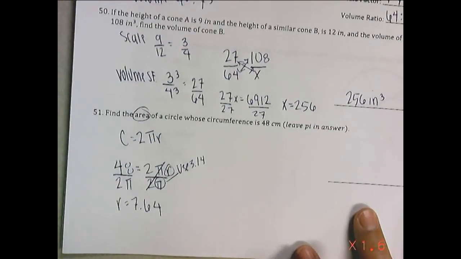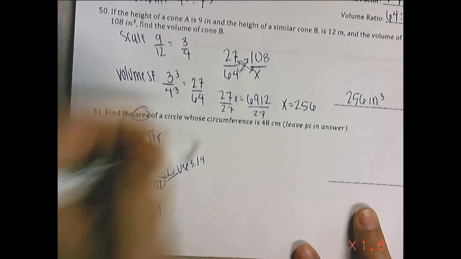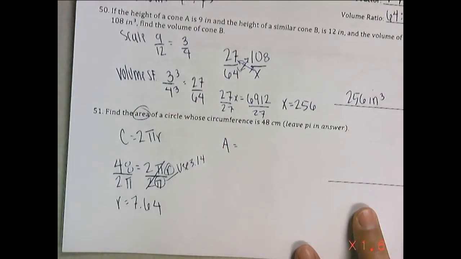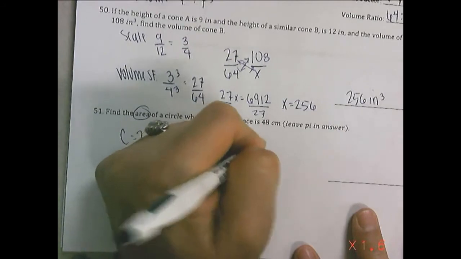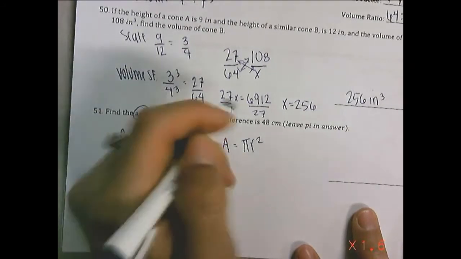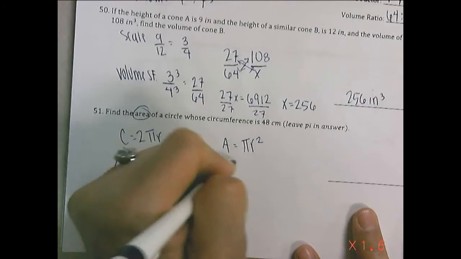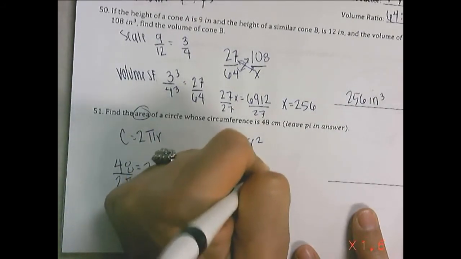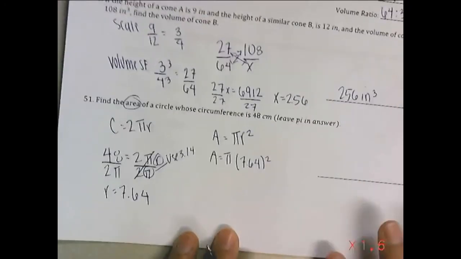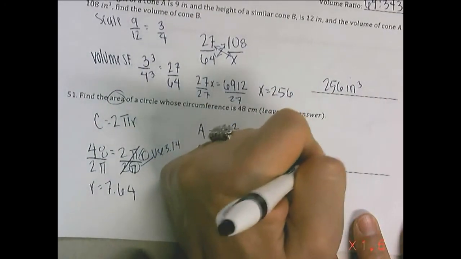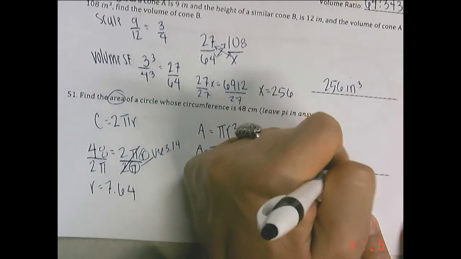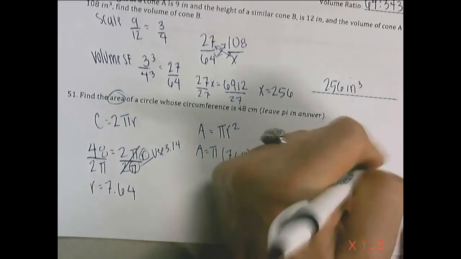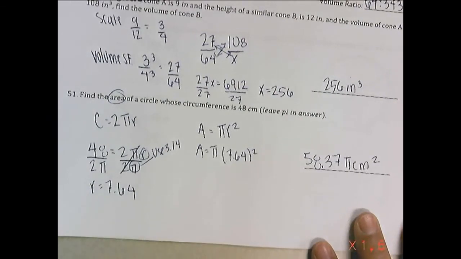All right, and I want to find my area, so remember my formula for area: pi times my radius squared. Well, I now know my radius, so I'm going to square 7.64, and I'll get approximately 58.37 pi centimeters squared. Okay. One more question.